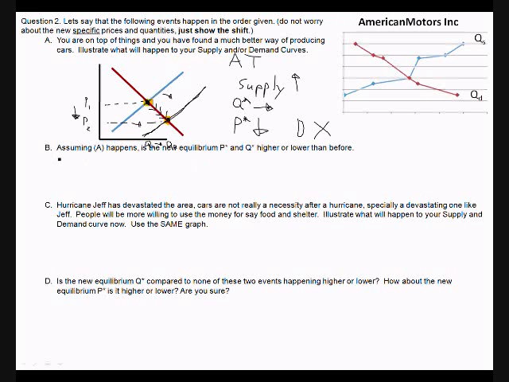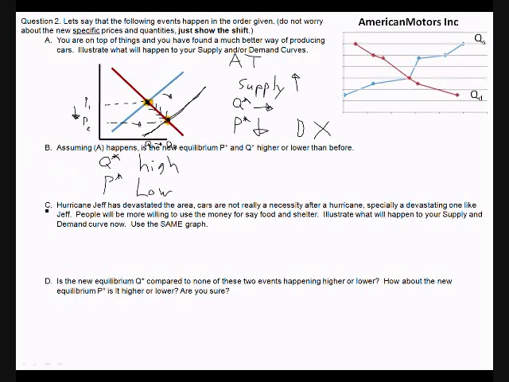Now we're on part B. Assume A happens. In the new equilibrium, are price and Q higher or lower than before? So we have that here. Q, we know, is higher. And we know the price, of course, went down. We saw it. So low. Okay, so that's B answered.